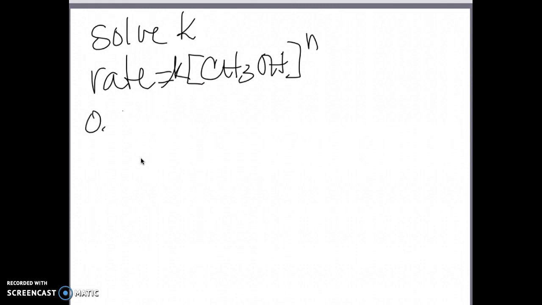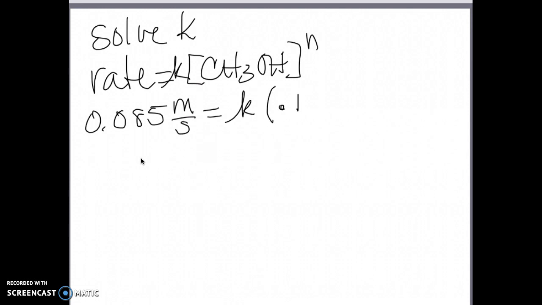It's 0.085 molarity per second. And I do know that this is equal to K times the concentration, which is 0.1 M, that's capital M, and it's second order. Okay? So now when I solve for K, K is going to equal 8.5. And we have to consider, what is the unit?